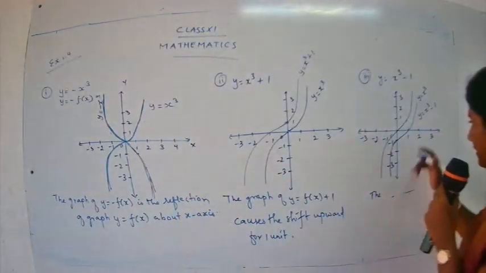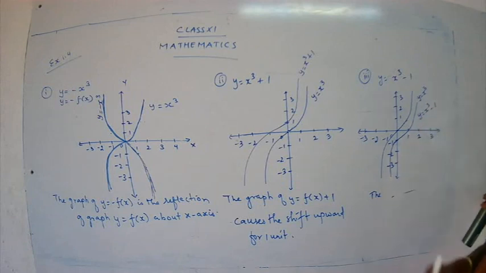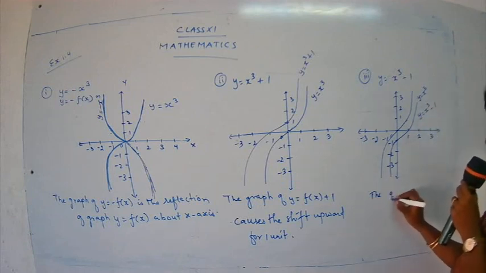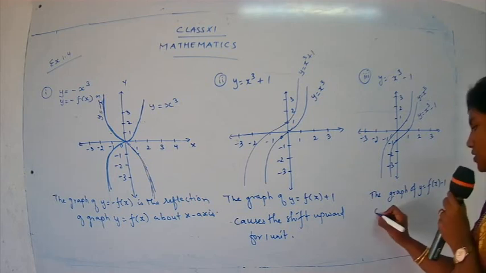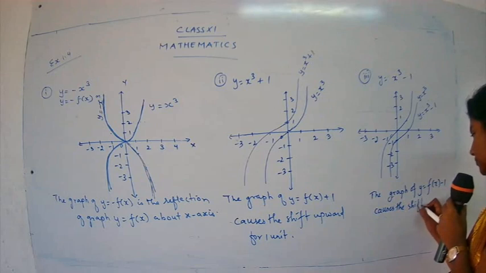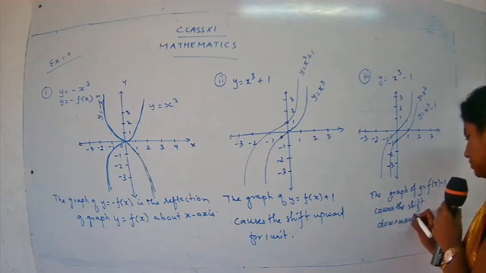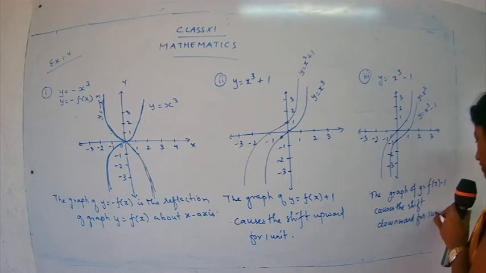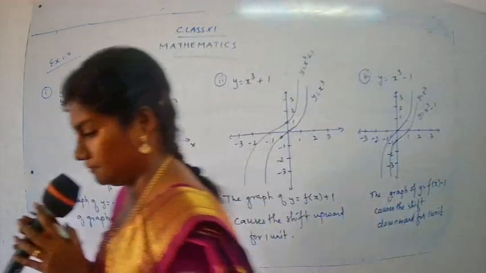You have to use your scale and plot the points, and then draw a smooth curve using your hands. So graph of y is equal to f of x minus 1 causes the shift downward for 1 unit. Okay, done. So we completed the third subpart.